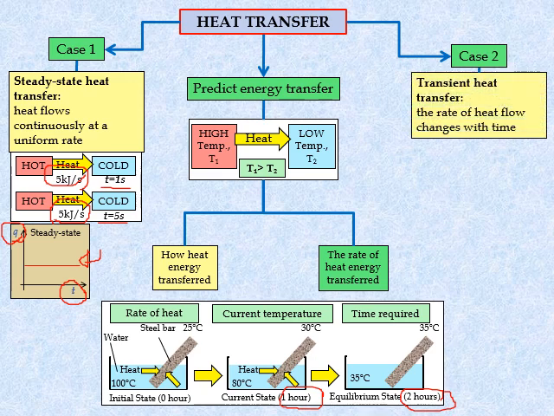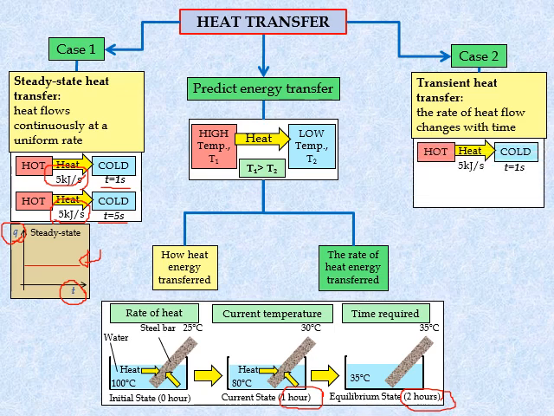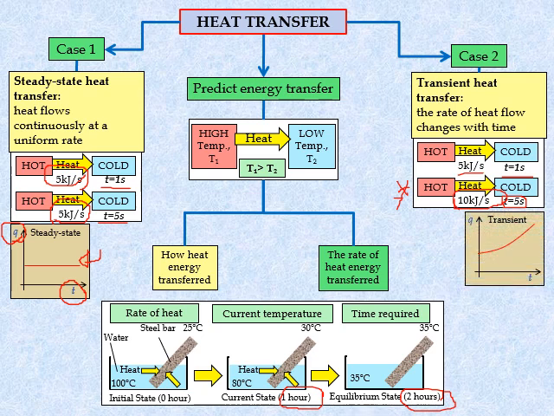Then we have case 2, which is called transient heat transfer, where the rate of heat flow changes with time. For example, we have a hot body transferring heat of 5 kilojoules per second at t equal to 1 second to the cold body, and after a certain period of time, in this case 5 seconds, the heat transfer rate increases to 10 kilojoules per second. This condition is called transient or unsteady state heat transfer. If we plot Q, the heat transfer rate, versus time, the value increases with time.